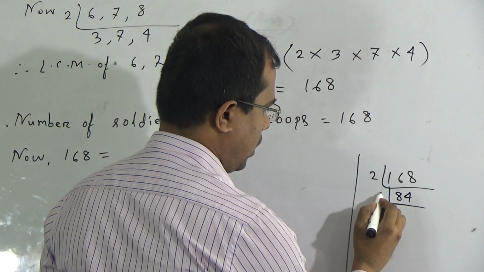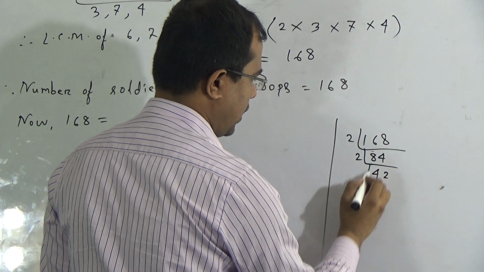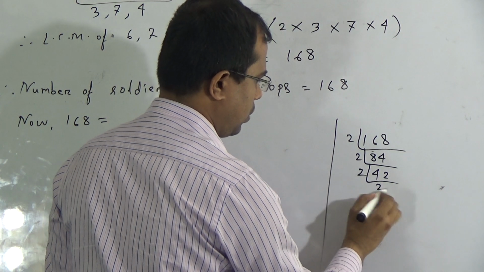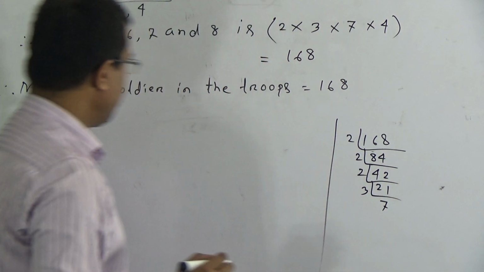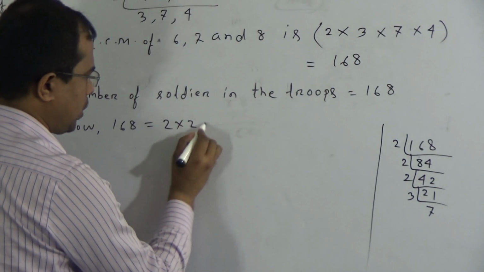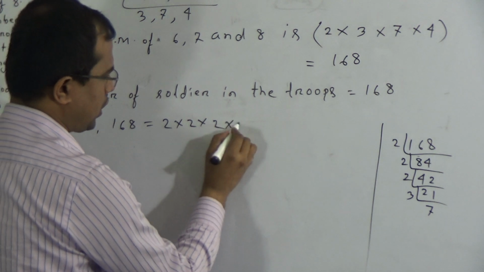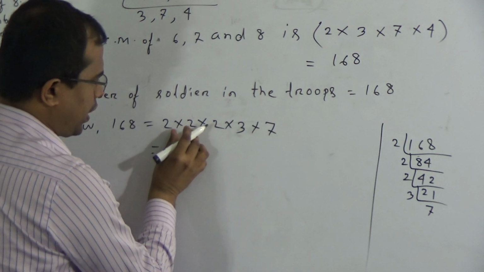84. Then if we divide 84 by 2, it will be 42. Again we can divide 42 by 2, then it will be 21. Then by 3, then 7. That means we can write 168 equal to 2 multiplication 2 multiplication 2 multiplication 3 multiplication 7. Here we can make one pair taking 2 and 2.